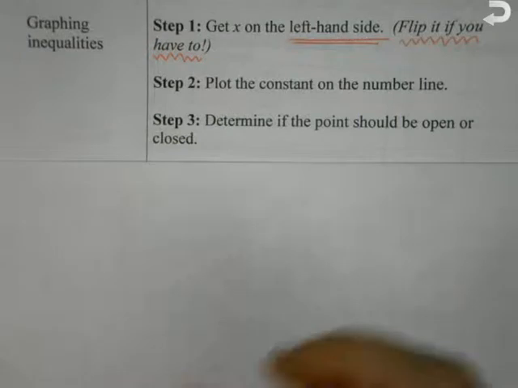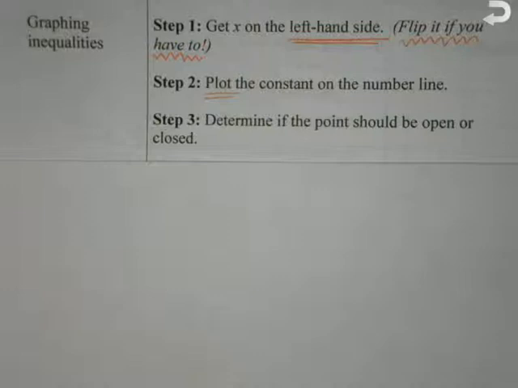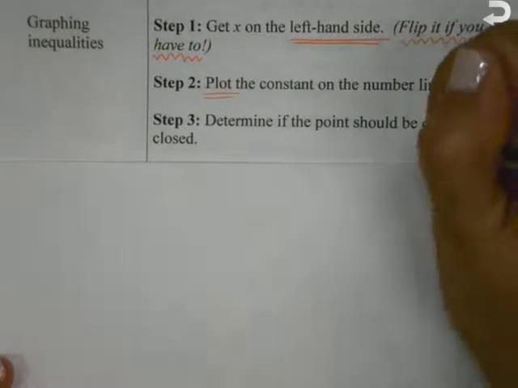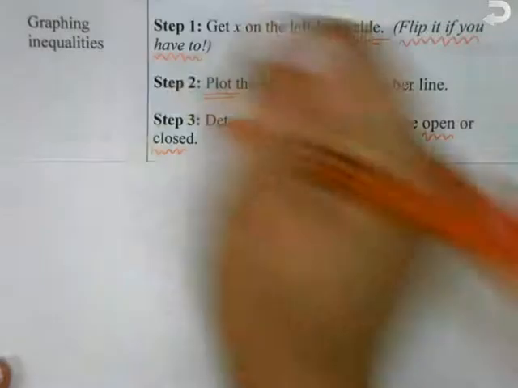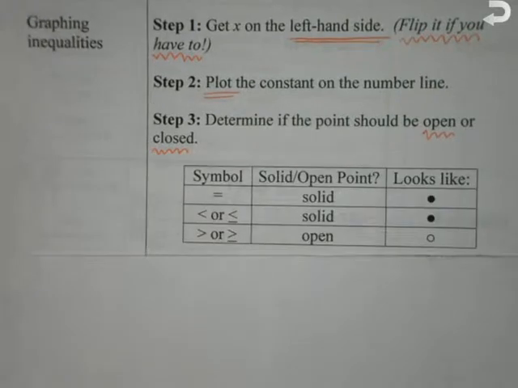We want to plot the constant on the number line. And then we need to determine if the point should be open or closed. And I'm going to give you a nice little chart in a second to help you decide. Alright, so how do I know if the point should be open or closed? Here's a nice little chart for you.